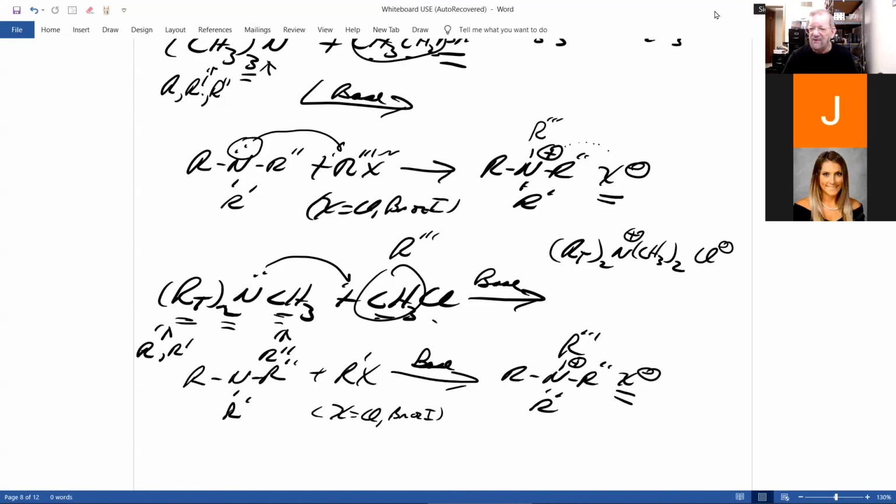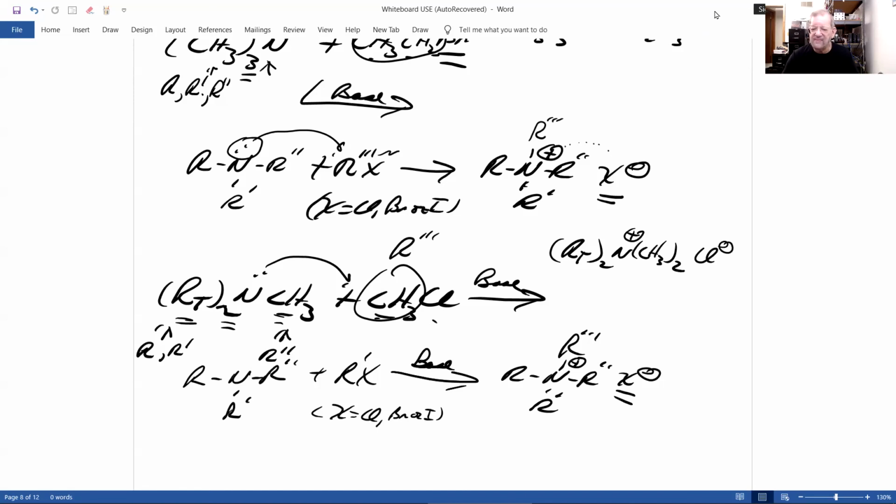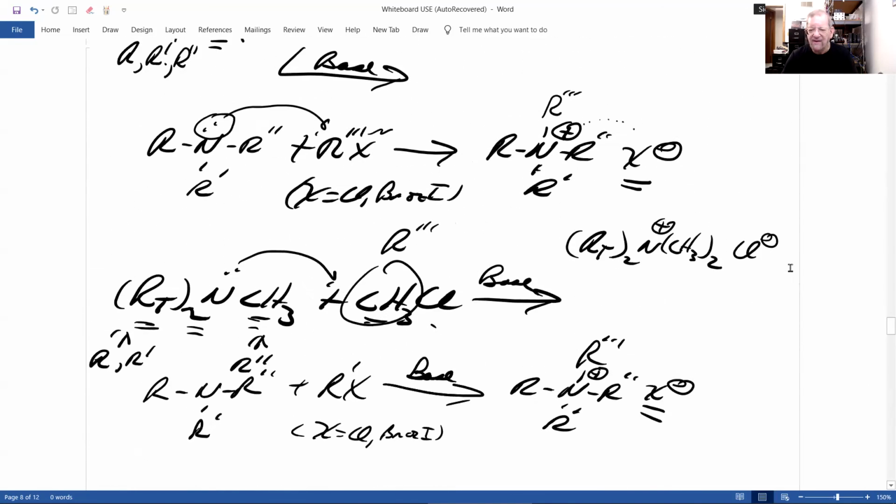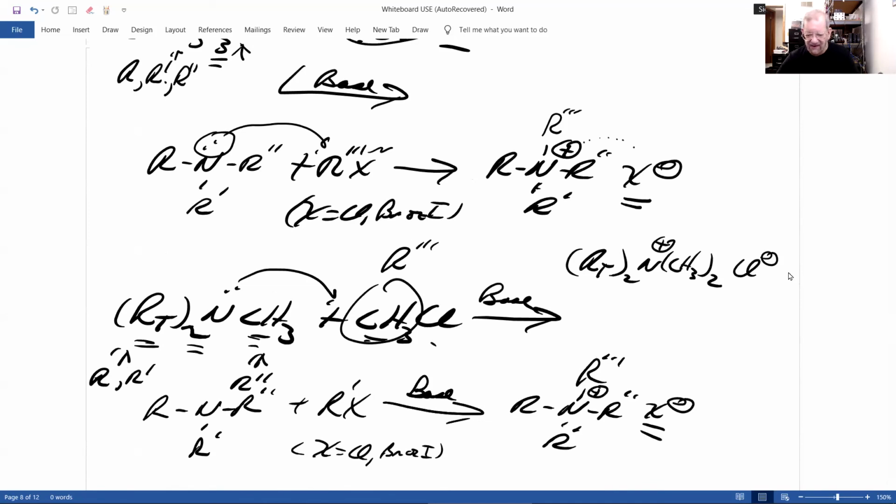And I need a little more room, so I'll do this. And you could have also written it this way. And you could have put it another way where two sides have R sub T, two sides have methyl, and you still have the chloride anion.